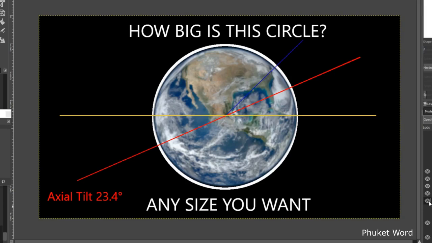This, we see just a level surface, but the angles at which we see things descend towards the horizon is somewhere in the region of 23.4 degrees.